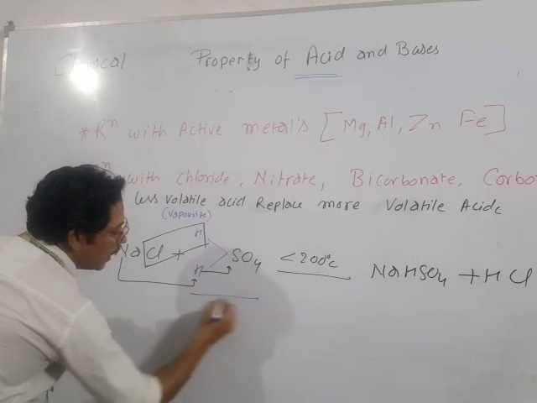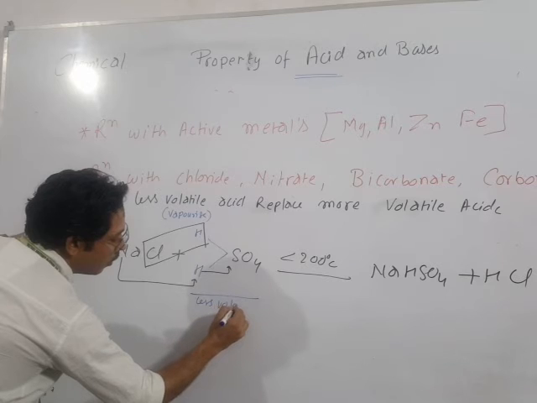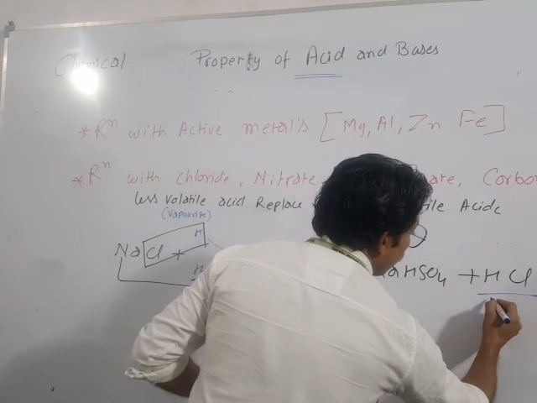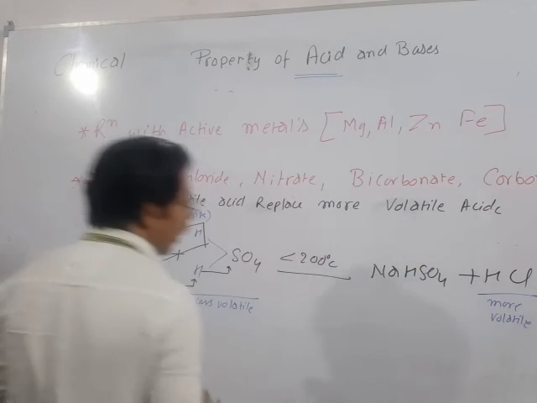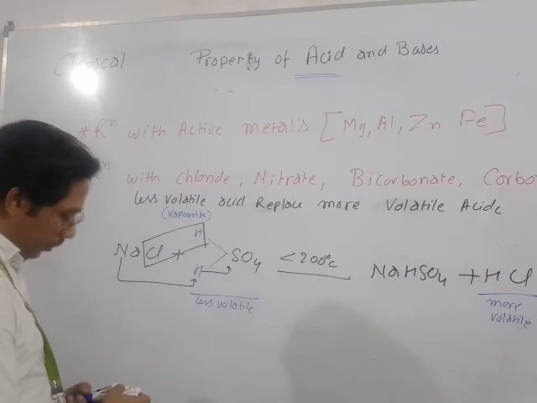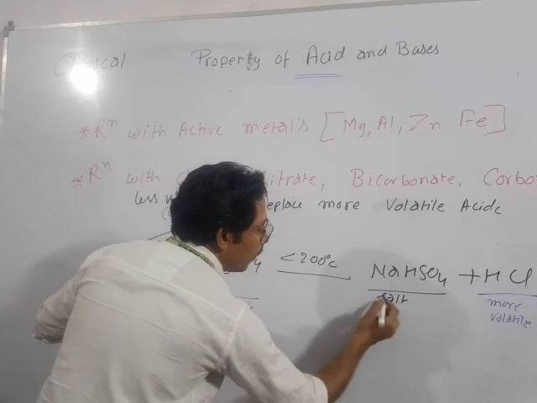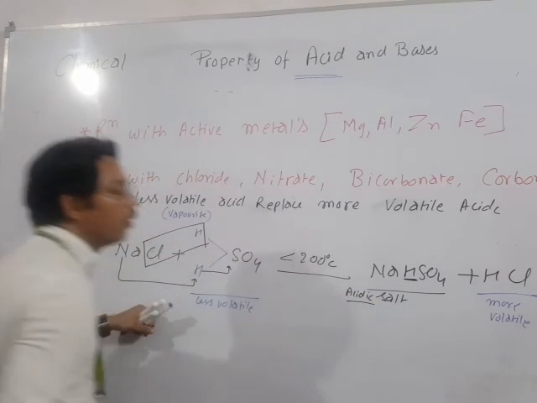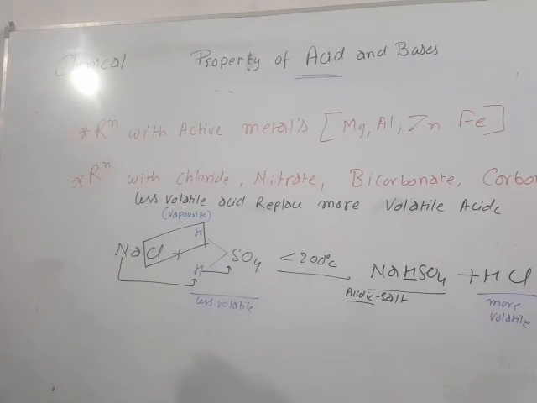So look here. This acid H2SO4 is what? Less volatile. And this HCl is what? More volatile. And now you can see that it is a type of salt, but due to the presence of hydrogen, it is called an acidic salt. Acidic salt. Clear? Confirm? Yes or no?